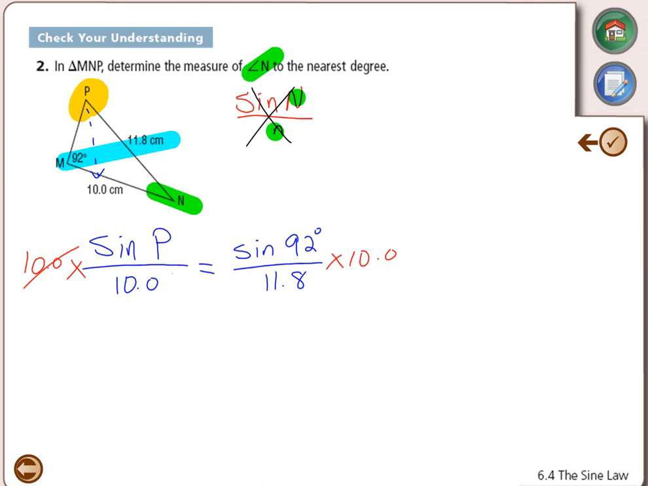Those will cancel off. And I want you to put down your reduced version. 10 sine 92 degrees. Put the 10 in front. Over 11.8. I need to see that algebra. Now we're going to plug that into the calculator. And because we're looking for our angle here, we're going to need to get the sine to the other side, inverse sine. So what you want to punch into the calculator either is that fraction as it is, or you can do it in one step, inverse sine of that.